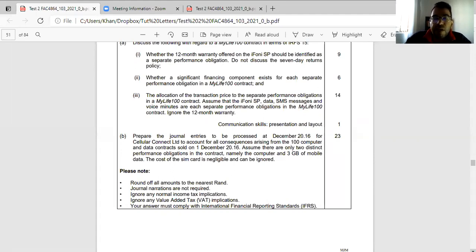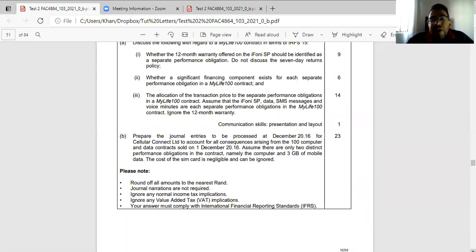Then on 31 December 2016, we received the 349. We're going to say debit bank 349. But remember, we're only going to receive 349 for 99 contracts because 1 contract has been cancelled. The question is, what are we going to credit? Remember that 349 relates to two things: the performance obligation of the computer, and the performance obligation of the data.